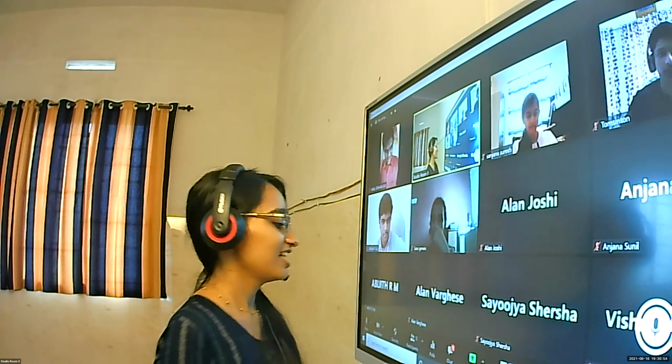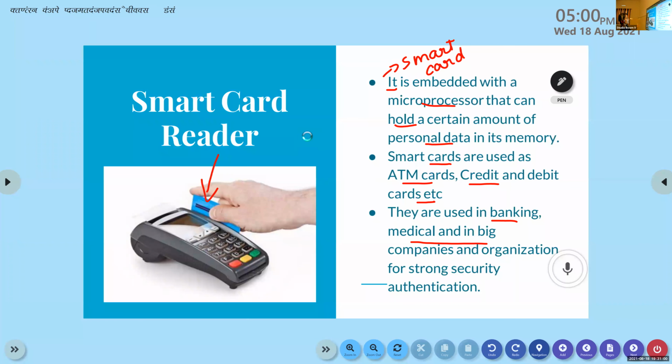Yes. So what is a smart card reader? It is a machine which reads that microprocessor which has been embedded in the smart card, is known as smart card reader. Is that clear? Yes, ma'am. Okay.